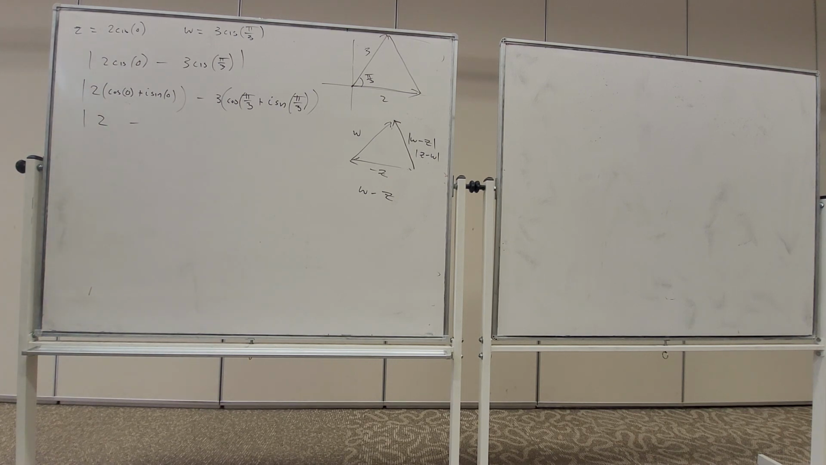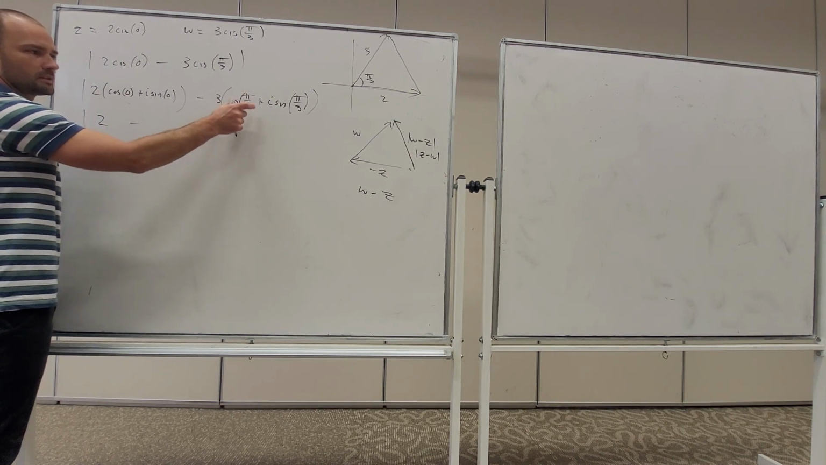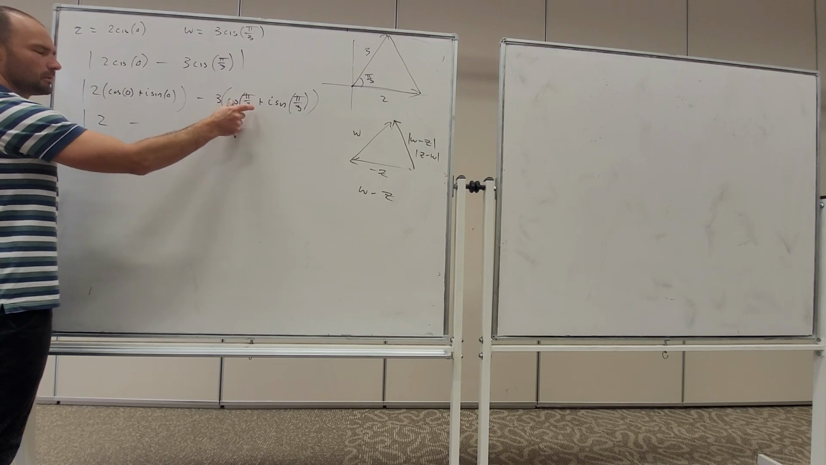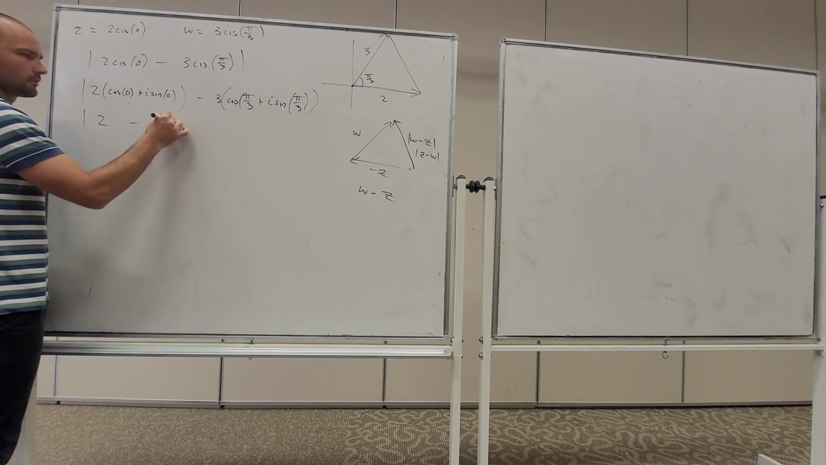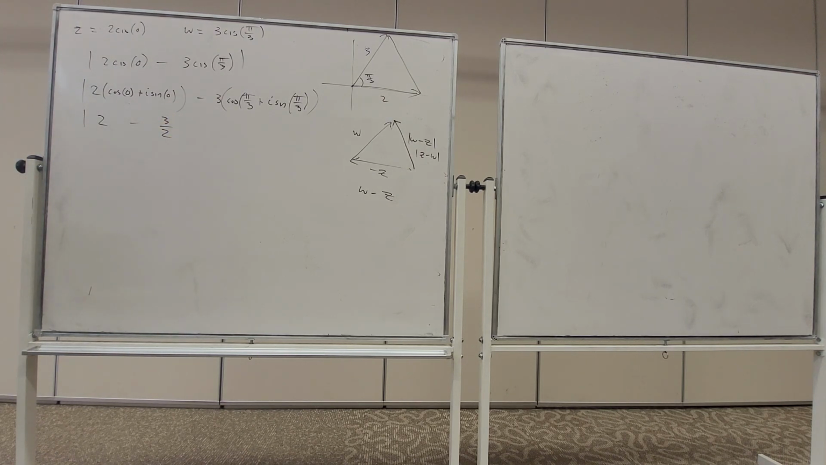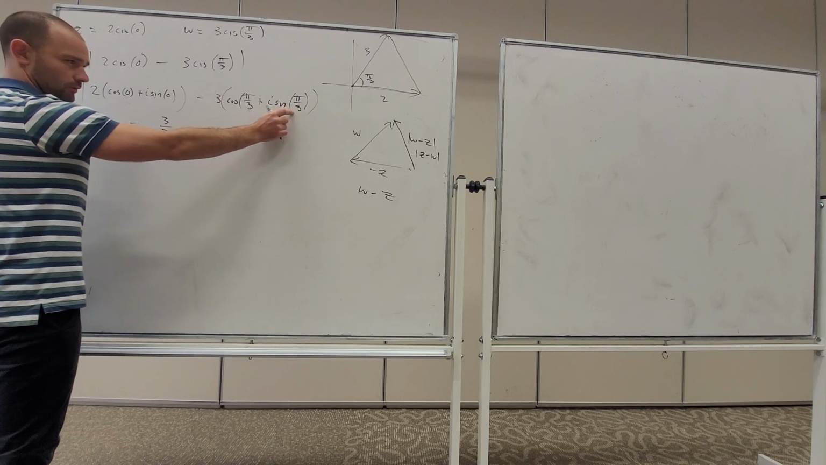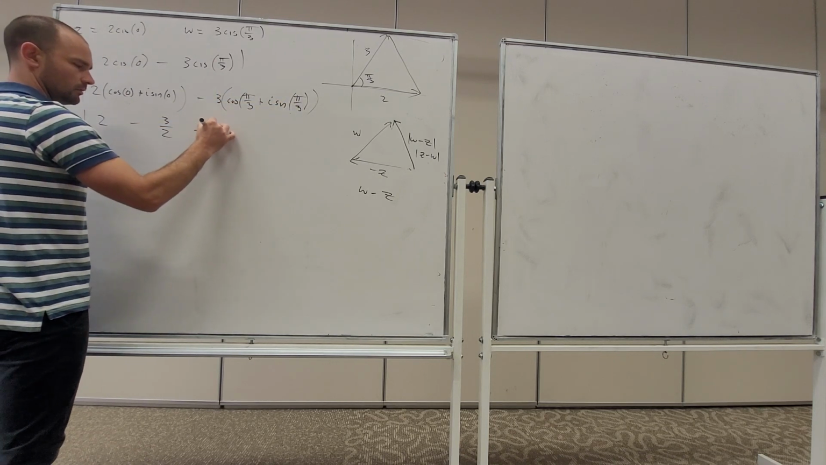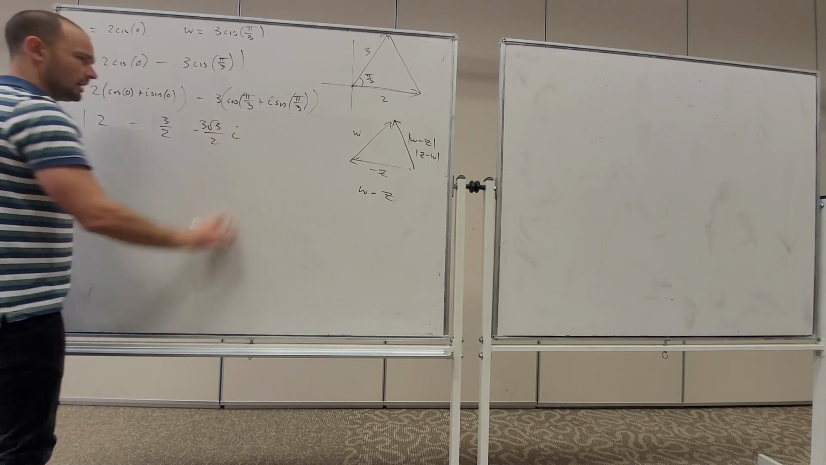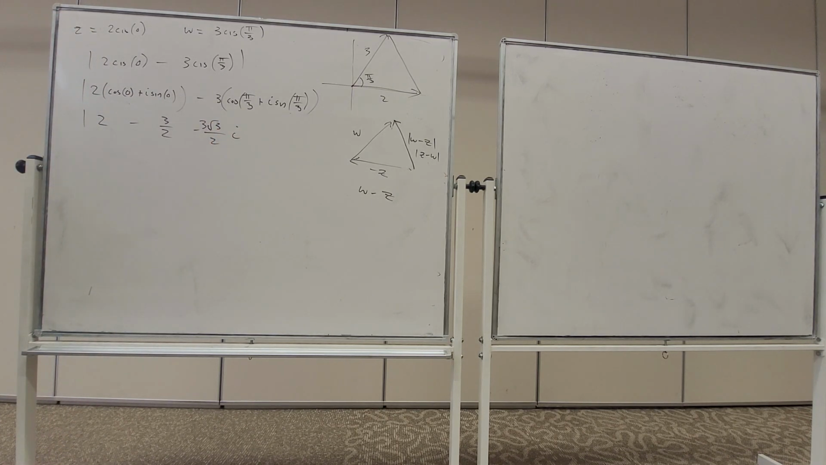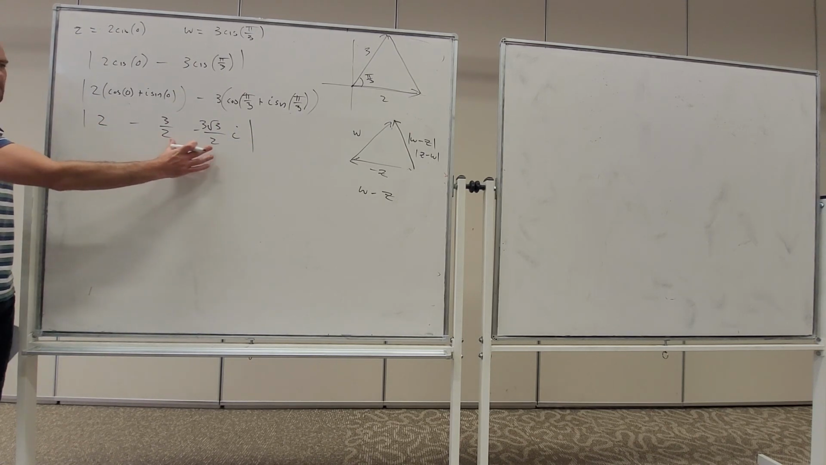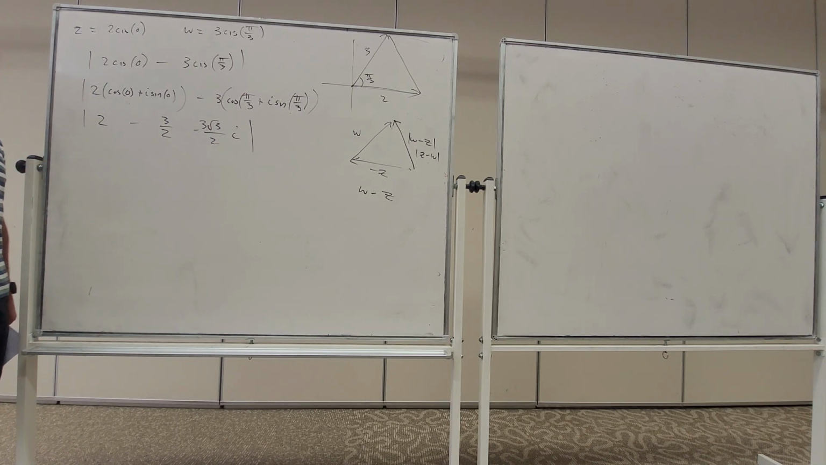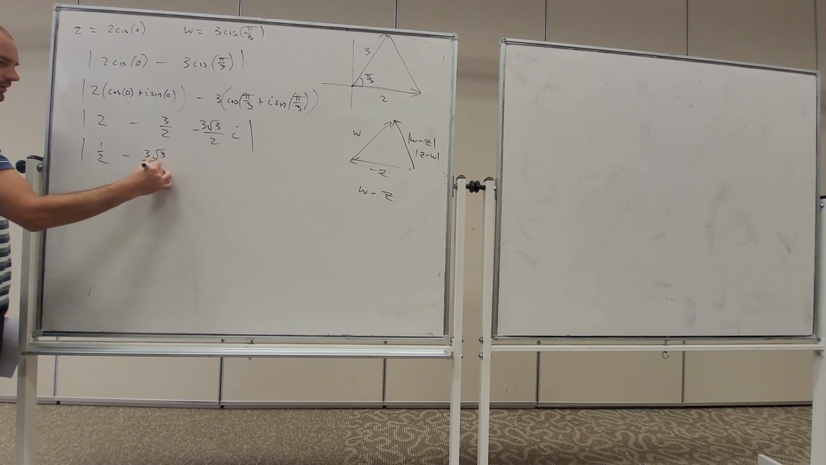Then we have take away, and we've got this one now. Cos of pi on 3 is half, so 3 times a half is 3 on 2. And sine of pi on 3 is root 3 on 2, so 3 times root 3 on 2 will be 3 root 3 on top of 2, and the i belongs there. Here's Z in Cartesian form, here's W in Cartesian form. We're just going to collect the real parts and the imaginary parts. So 2 take 1.5 gives you a half, and here's the imaginary component, 3 root 3 on 2 i.